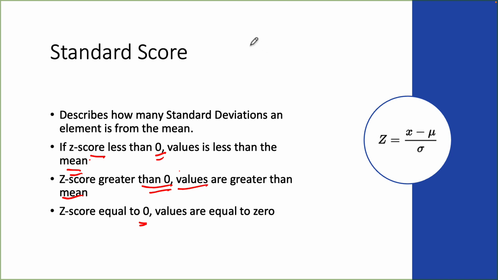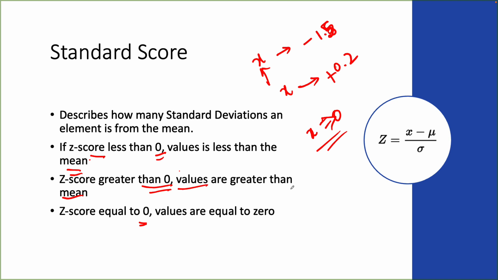To give you an example, if I have an element x whose z score is minus 1.5, it would mean that this value x is less than the mean of my entire data. And if I have a value of x whose z score is plus 0.2, then it would mean that this value of x is greater than the mean of my data set. When the z value is equal to 0, it would mean that my value of x is equal to the mean of my data set.